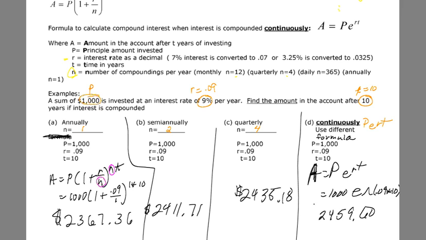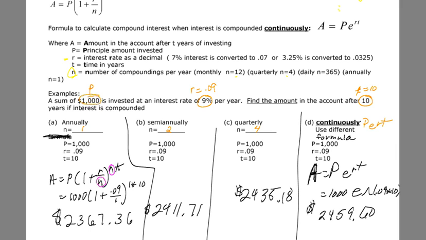Let's compare. When interest is done once a year, we earn $23.67. If it's done twice a year, does it make sense we earn a little bit more money? Sure. If it's done 4 times a year, we earn even more money. Not a lot, but notice we're earning more money.